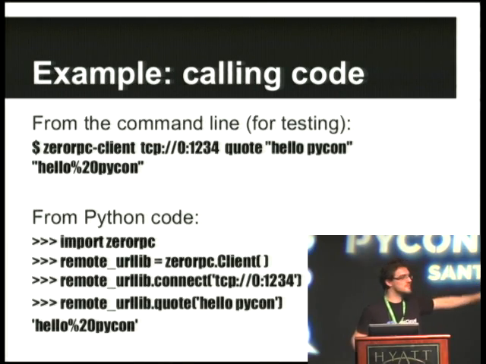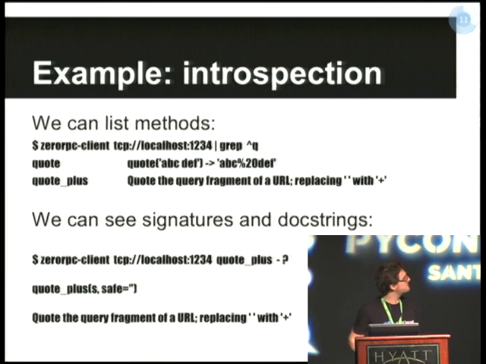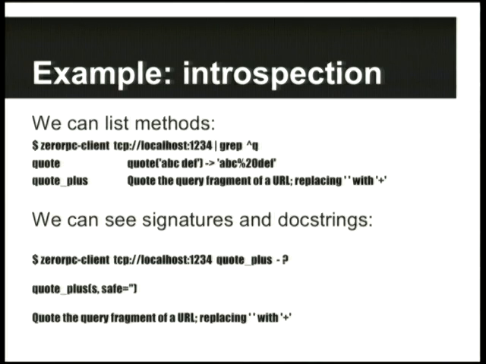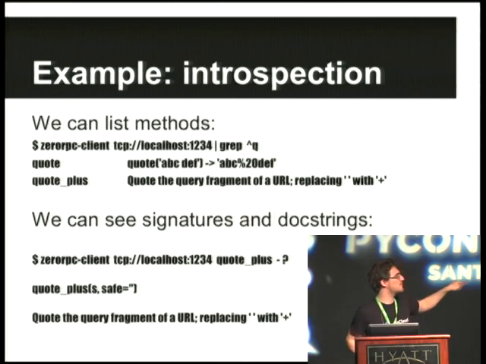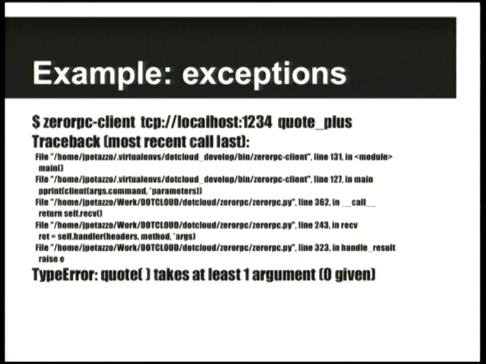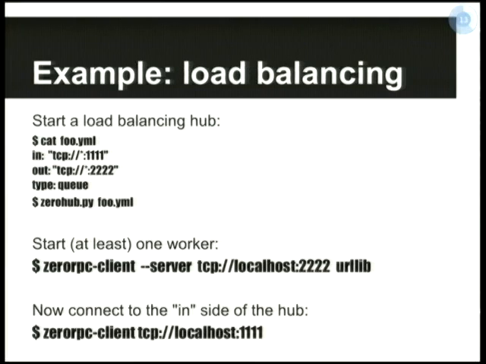So we connect, and once we are connected, we have an object which behaves just like the normal urllib module. It can expose modules, classes, anything which has a list of callables. We can do introspection, so we can list the methods, we can see the signatures, so arguments and argument names, and docstrings. We can see exceptions, so if I try to call the quote_plus function without supplying the argument, I will get a traceback with, well, a bunch of stuff, but at the end, I can see my normal plain old TypeError, reminding me that I forgot to add one argument.